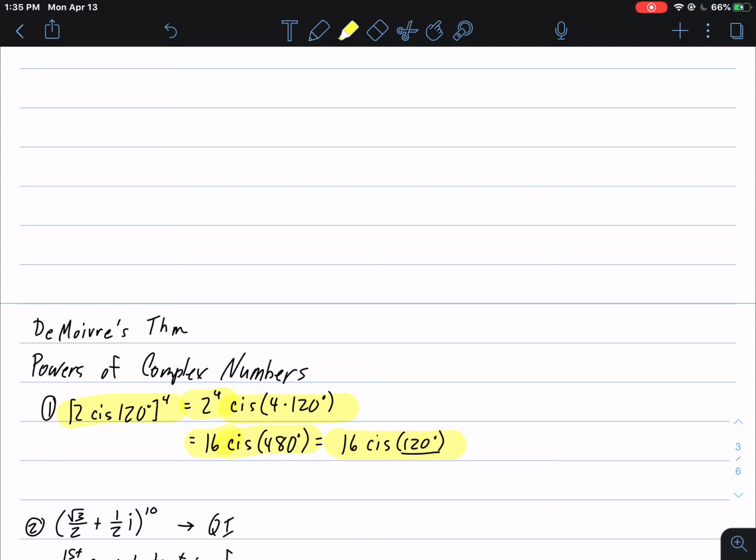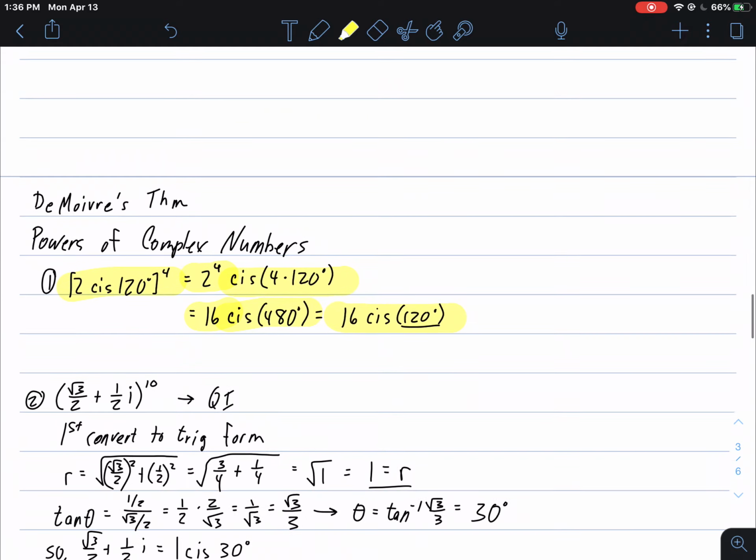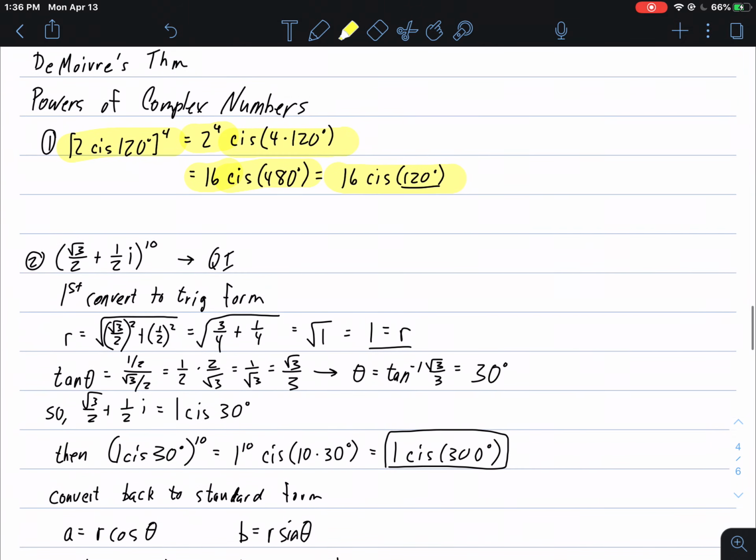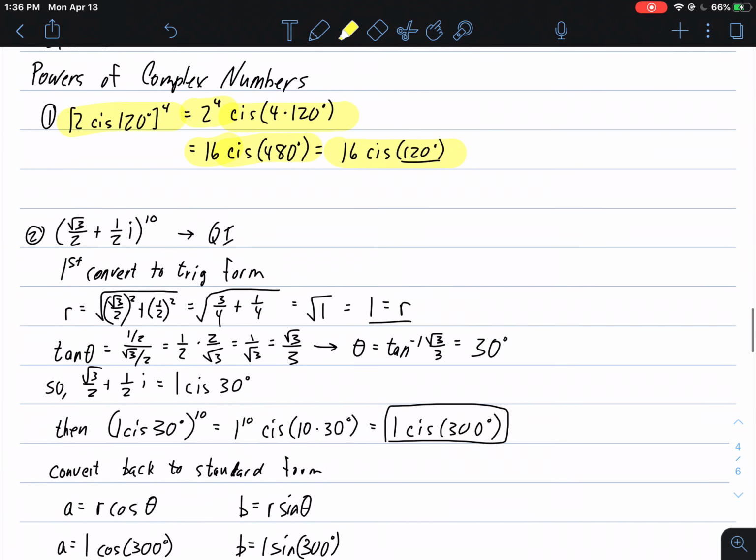So use the 120. Okay? Because like I said, ultimately there's any number of angles that would have the same value. Right? So we'll just try to stay a little consistent with that. Now, here's where the problem comes in. I say a problem. It's not really a problem. It just means more work.